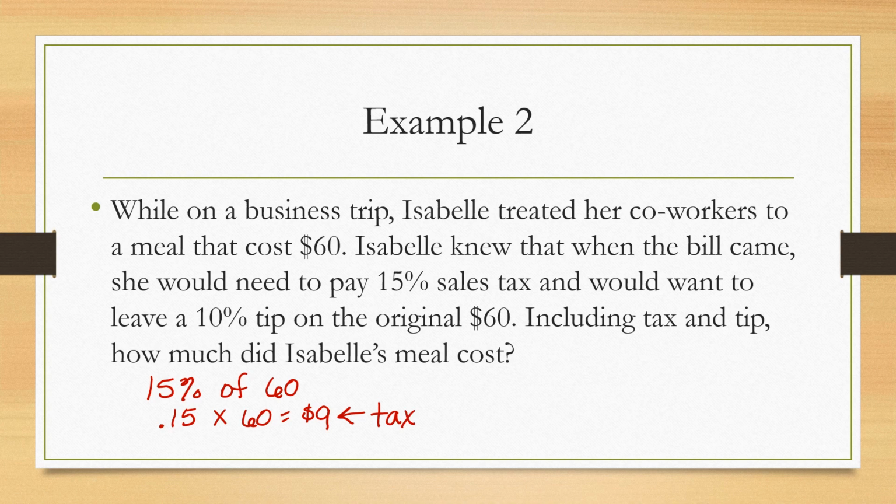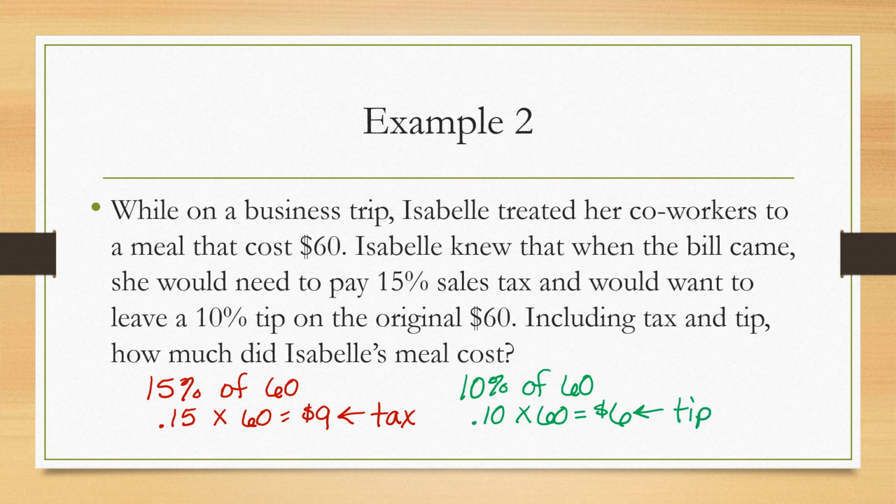Now we also need to calculate our tip. So our tip was 10% of the original amount, which was still $60. So 0.10 times 60 is 6. Okay, so ask yourself again, what is that $6 representing? In this case, it is representing our tip.